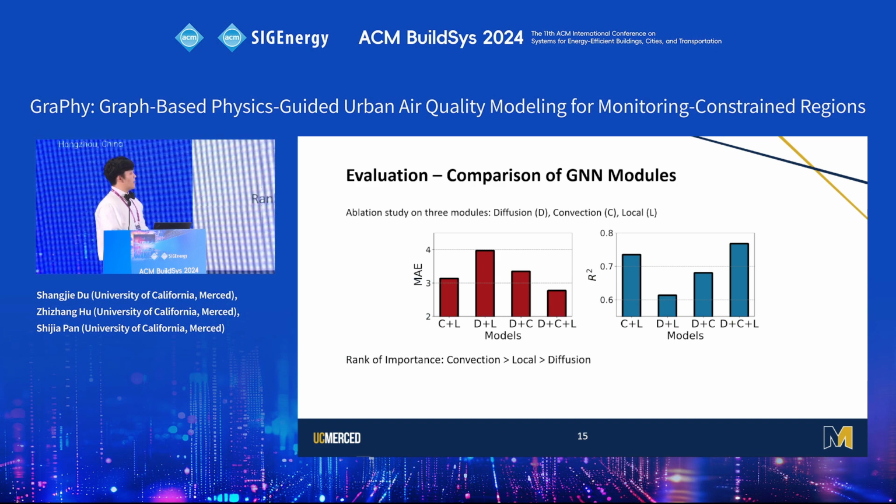Moving on to an ablation of all the different modules for this GraPhy layer, the diffusion, convection, and local, we see that each of them contributes and synergistically helps produce a more accurate reading due to the physics-informed subgraph structure. We see here that those without the convection module, the second one on the left-hand side, D plus L, perform worse than those with the convection layer: C plus L, D plus L, and all three. And of course the one with all three performed the best.